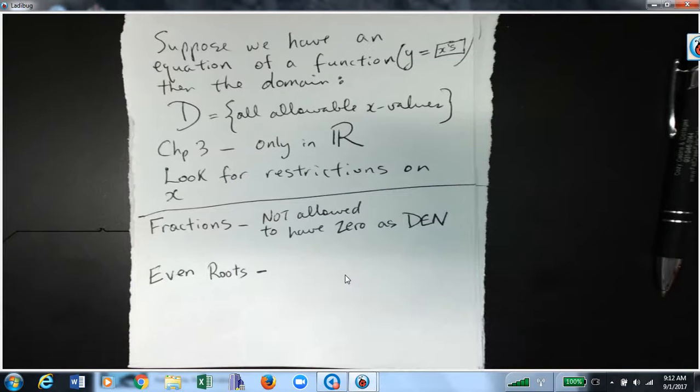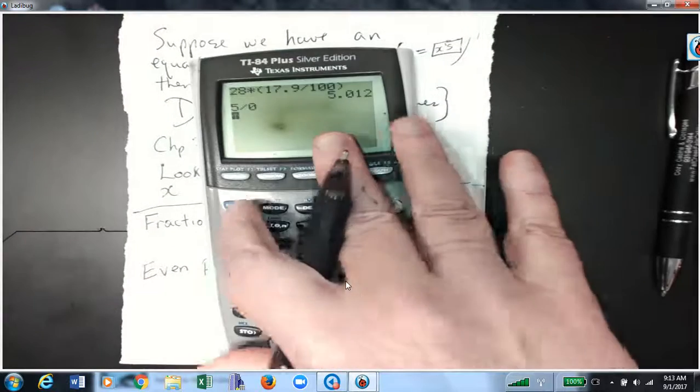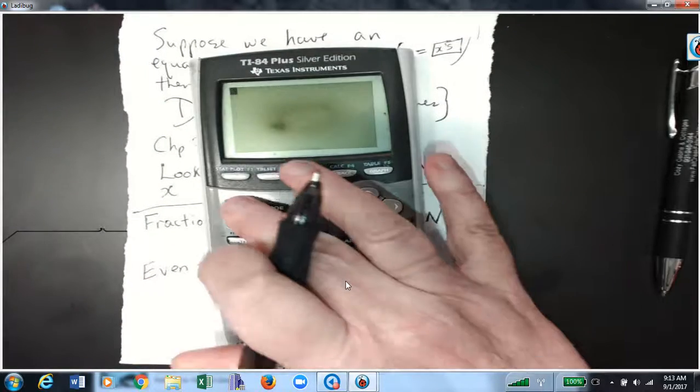Now, what about even roots? Whatever goes for a square root will also be applicable to fourth roots, sixth roots, etc. Where do you get in trouble, say, with the square root? Think of something that you would put in your calculator. If I tell it to figure out the square root of something, where would I get in trouble there?